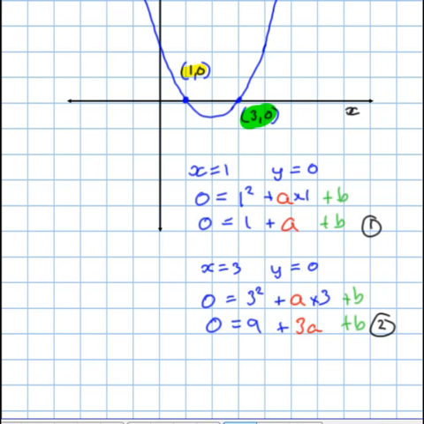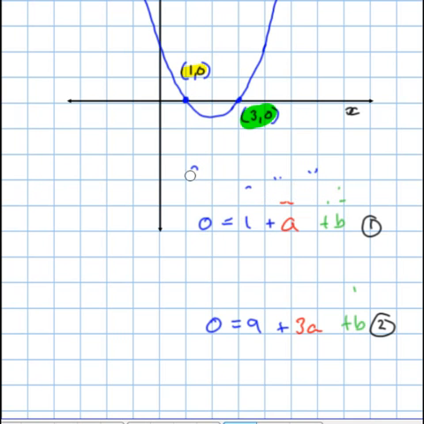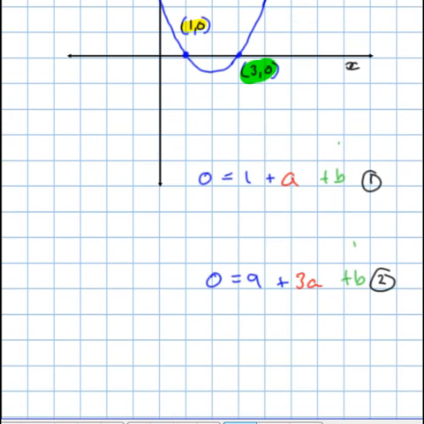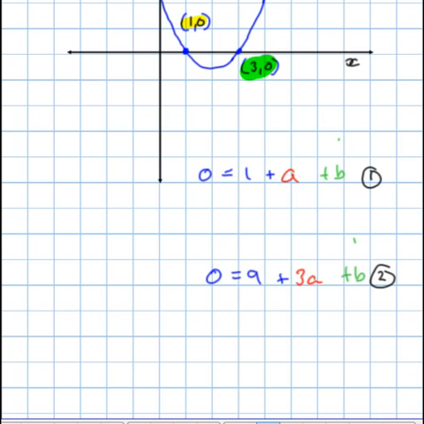Let's get rid of some of our working now. So we have two equations, equation 1 and equation 2. Now, how can I work out what a is and how can I work out what b is? Well, remember you work on simultaneous equations, take equation 1 away from equation 2. On the left I get 0, on the right I get 9 take away 1, 8, I get 3a take away a plus 2a, and the b's disappear.